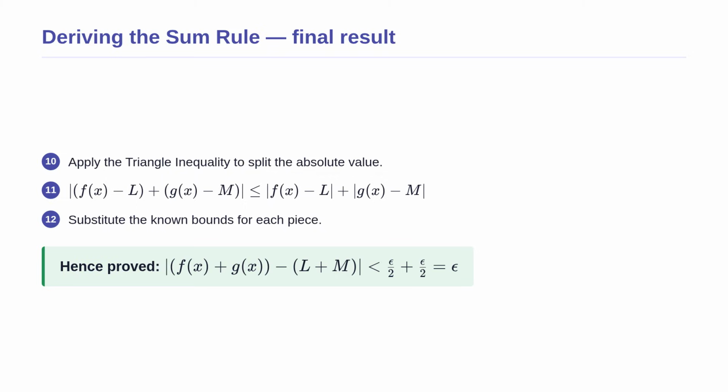We substitute the bounds we established earlier. Each piece is less than epsilon over 2. Adding those halves together exactly equals our total allowed error, epsilon. We have successfully proven that the total distance is strictly less than epsilon, meaning the limit of the sum is indeed the sum of the limits.